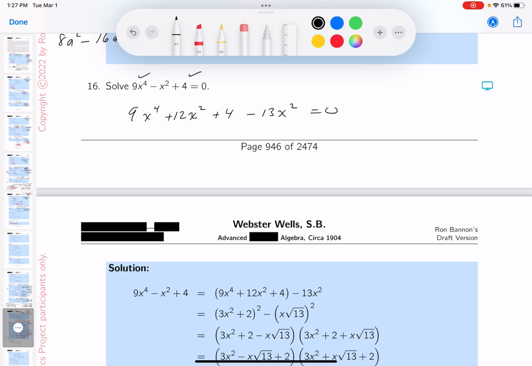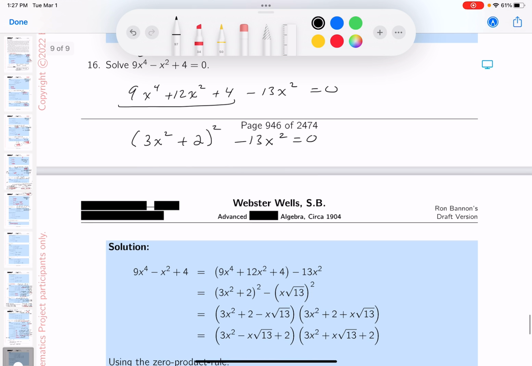And again, the question students often ask is, why did you do that? Well, this is now a perfect square. It's going to be (3x^2 + 2) quantity squared, minus 13x^2 equals 0. And now I'm going to factor it, difference of perfect squares.